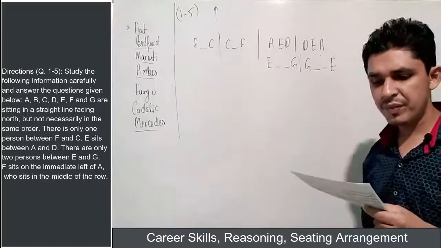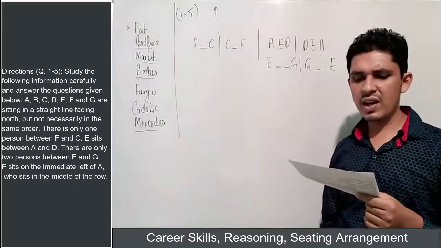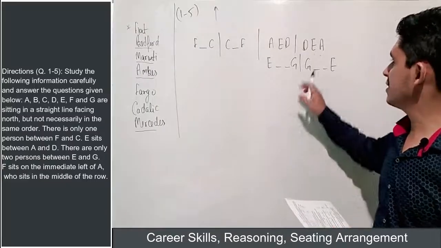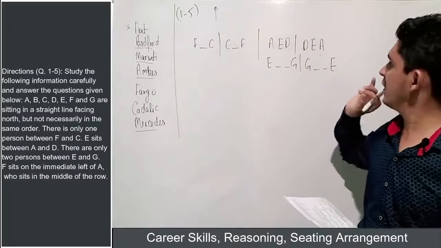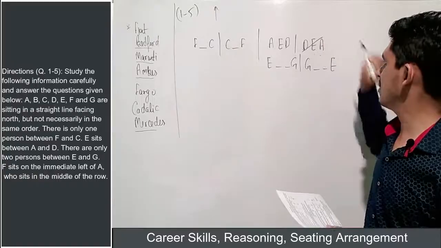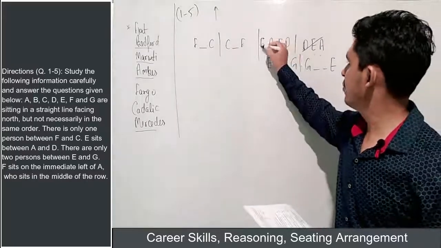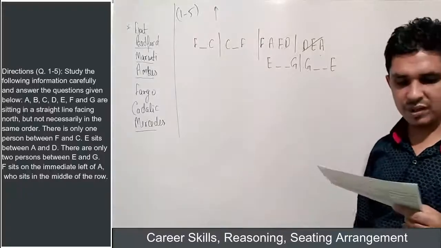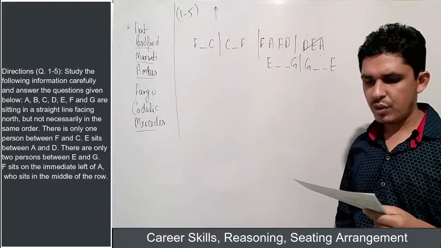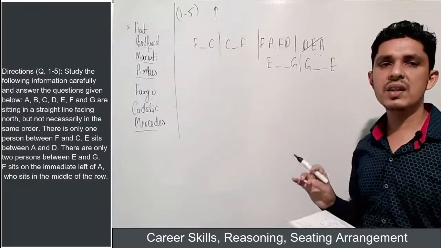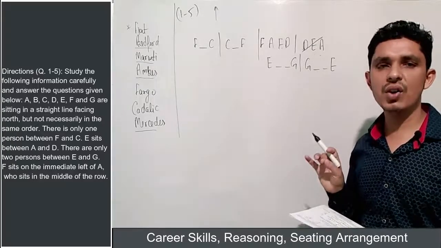Either this can be here or 2% between E and G, this can be here. Thereafter, F sits on the immediate left of A. So we can write it as F sits on the immediate left of A. That means this arrangement has been cancelled, right? So F must be here, F on the immediate left of A. Who sits in the middle of the row? That means he is saying about F, F sits in the middle of the row.